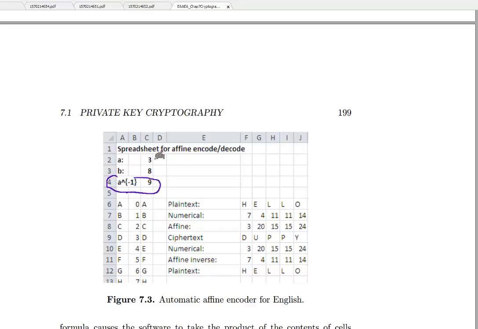There's a difference here. You have to include an A inverse. Well, you also have to include an A. That's something different. You have to include A and A inverse. You also have here affine and affine inverse. So the layout is the same. You're still going to take plain text, convert it to numerical. That's the very same as in shift encoding.